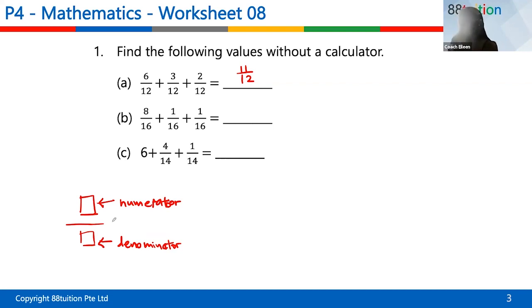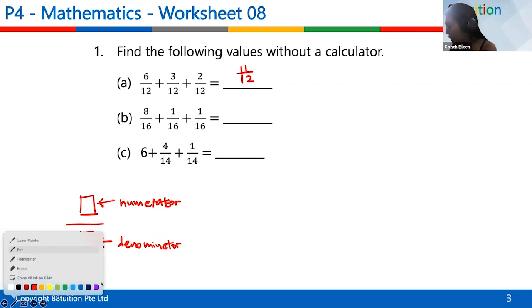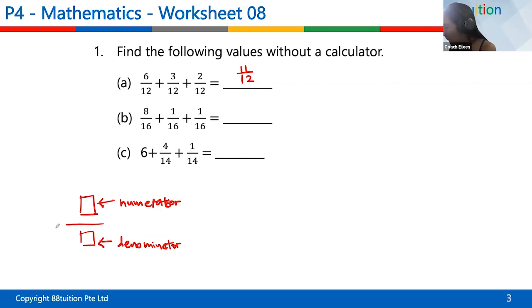Okay, so actually, can I ask you all this question then? What is this line in the middle of my numerator and denominator actually? This one. What is this exactly? Who wants to try? Anyone wants to try? No? Okay. This line simply means division.